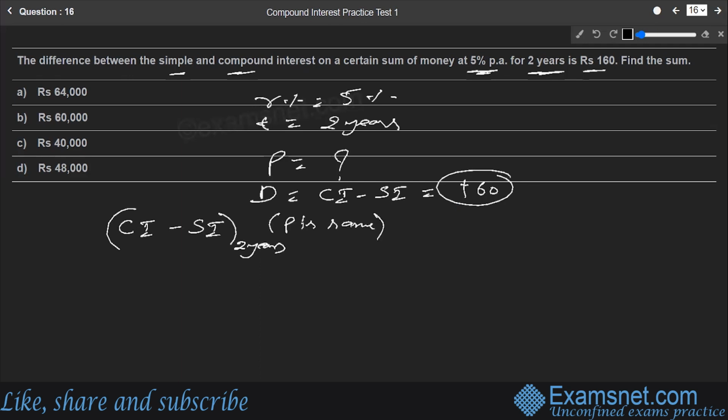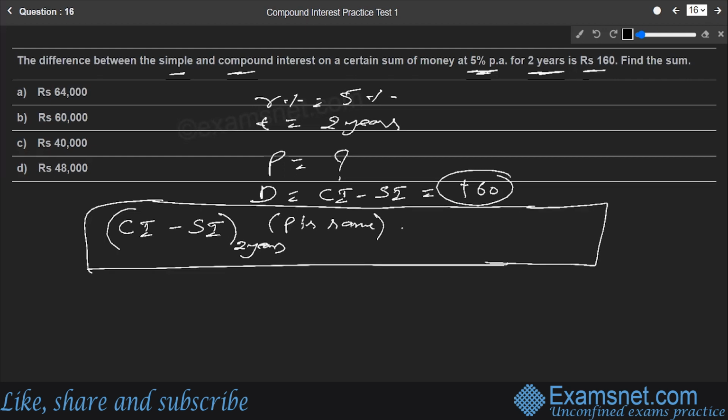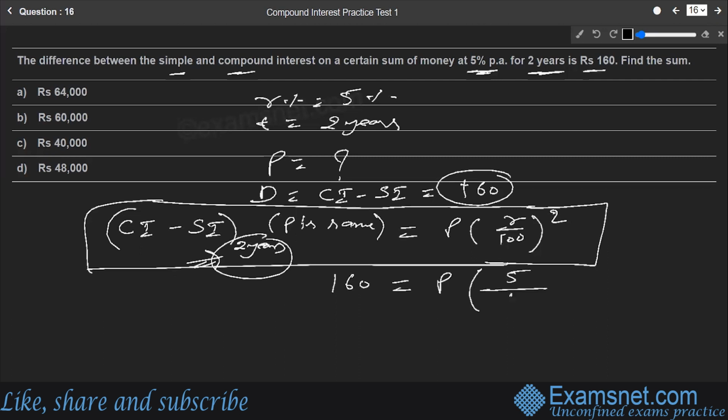There is a formula available for this situation. When you want to calculate the difference of compound interest and simple interest for a 2 year duration specifically, and the principal amount is the same, the formula is P into (R/100) whole square. That is the direct formula for finding the difference. The difference is already given to us, so we can use this formula. So for the difference we'll keep 160, the principal is unknown, and the rate value is 5 divided by 100 whole square. We need to solve this for the value of the principal. Let us solve this. So it is going to be 160 equal to P into 5 by 100, which is 1 by 20.